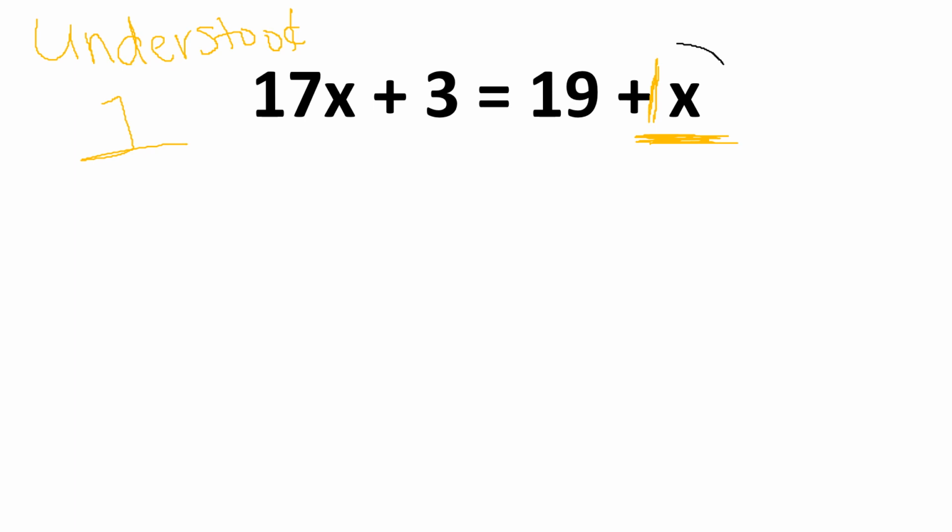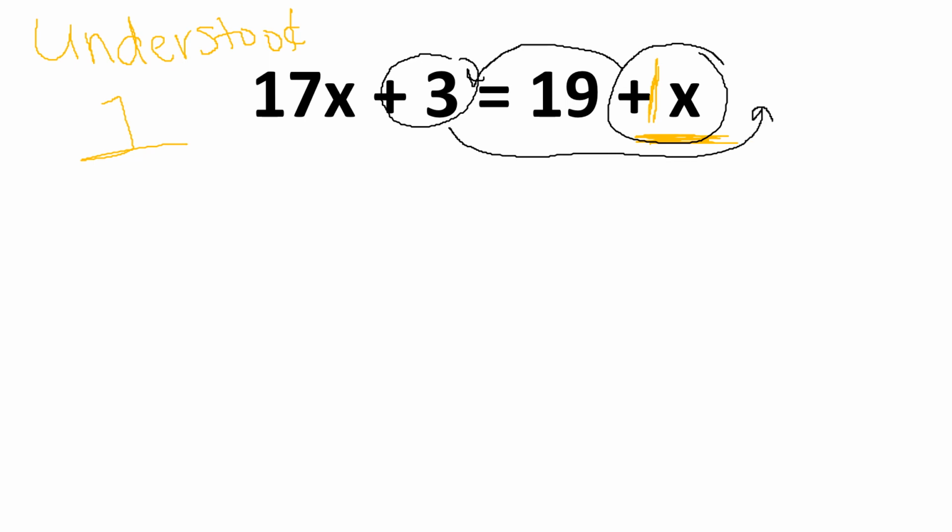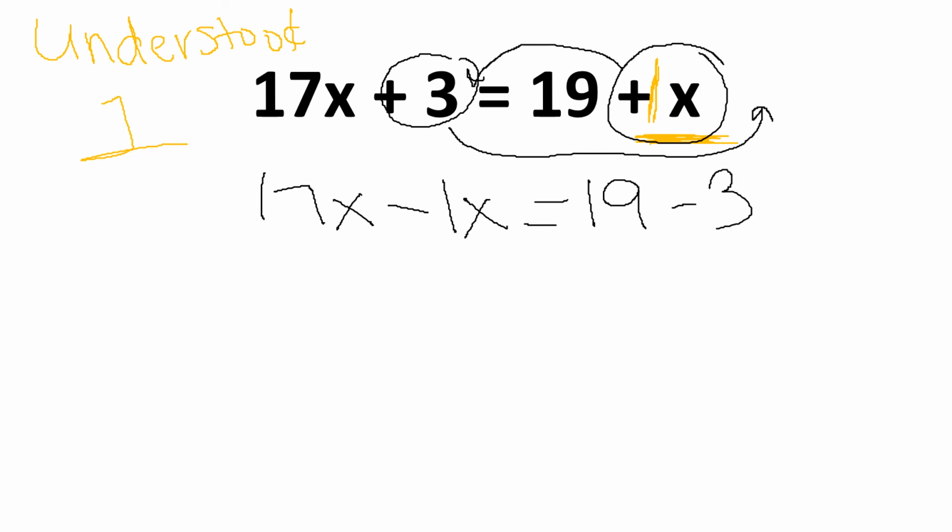All right, so I'm going to move my plus 1x over here. I am going to move my plus 3x over here. 17x is not moving. Plus understood 1x becomes minus 1x. And I write my 1's in there because they're really easy to forget. I'm not touching my equals. I'm not touching my 19. My plus 3 is going to move over and become minus 3.